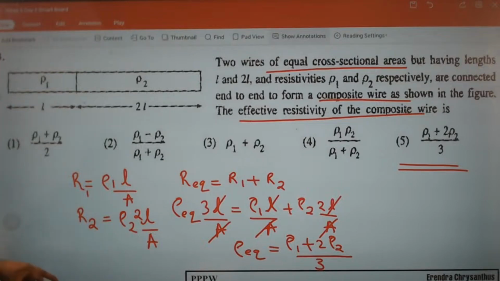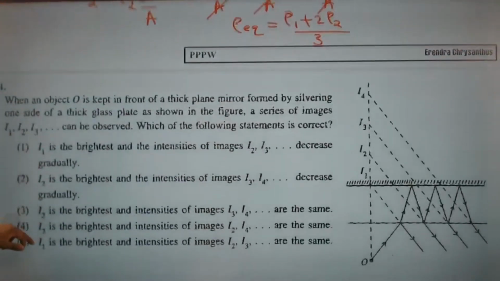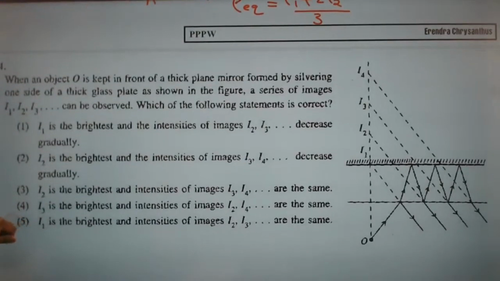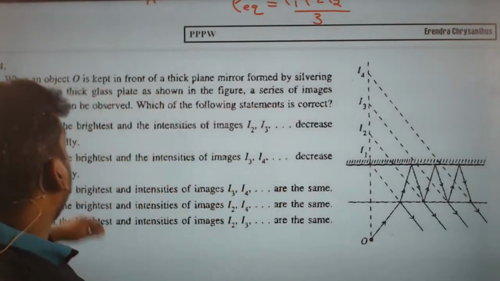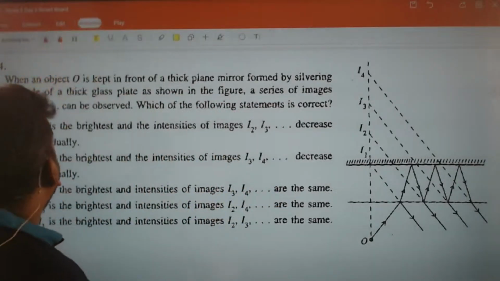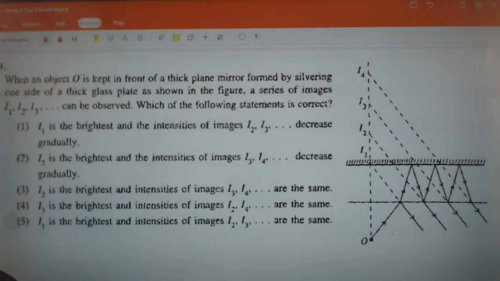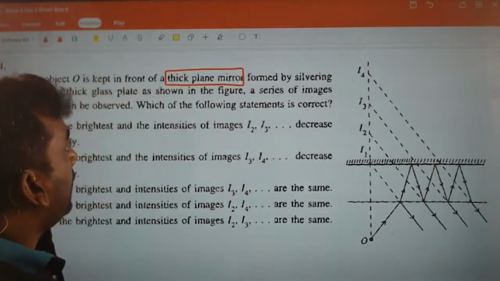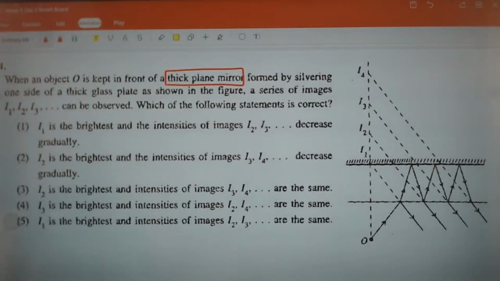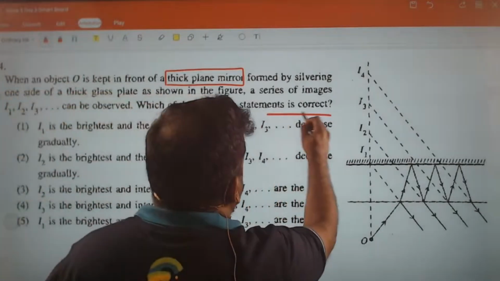Correct answer number 5. Okay, right. Look at this carefully. Where an object O is kept in front of a thick plane mirror formed by silvering one side of a thick glass plate as shown in the figure. A series of images I1, I2, I3 can be observed. Which of the following statements is correct?